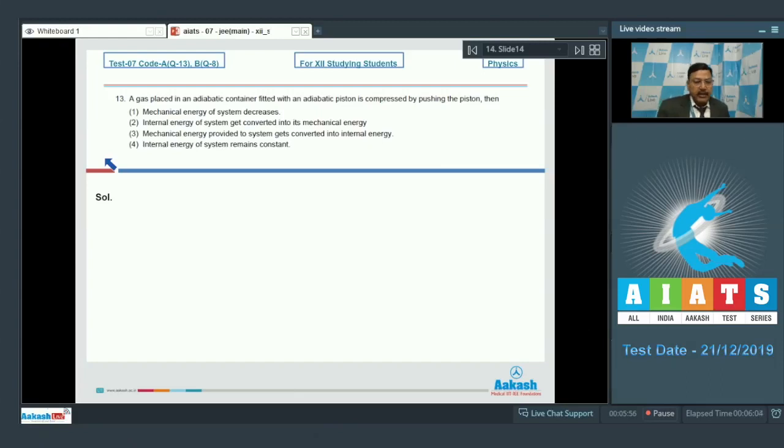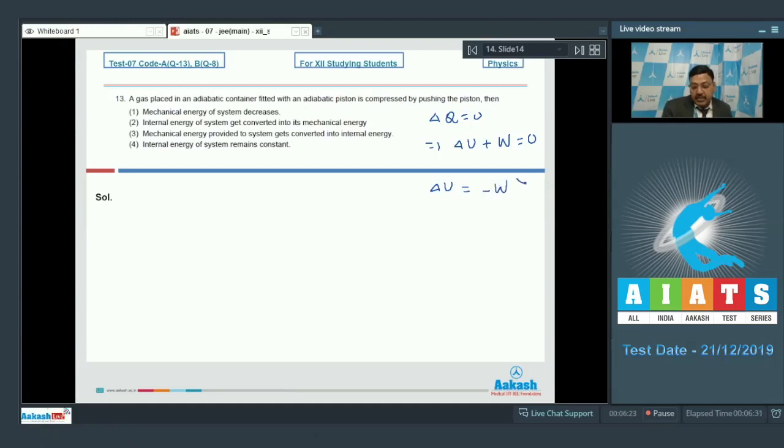Well, this being an adiabatic process, we know delta Q is 0. There is no exchange of heat with the surrounding. So delta Q is 0, which means delta U plus work done by the gas is 0. And work done by the gas is negative. This work has been done from outside. So W is negative and delta U is minus of W.